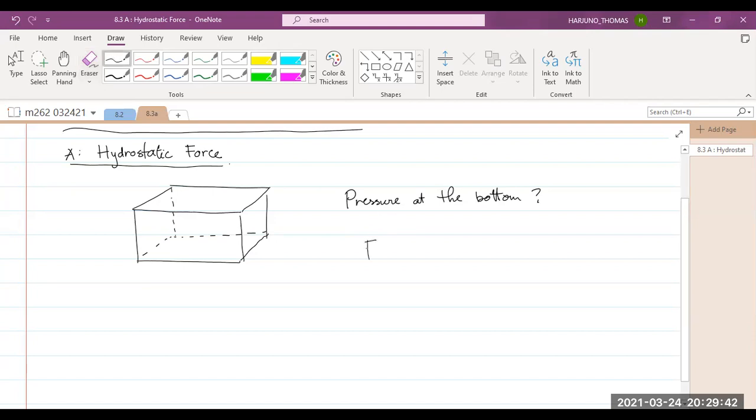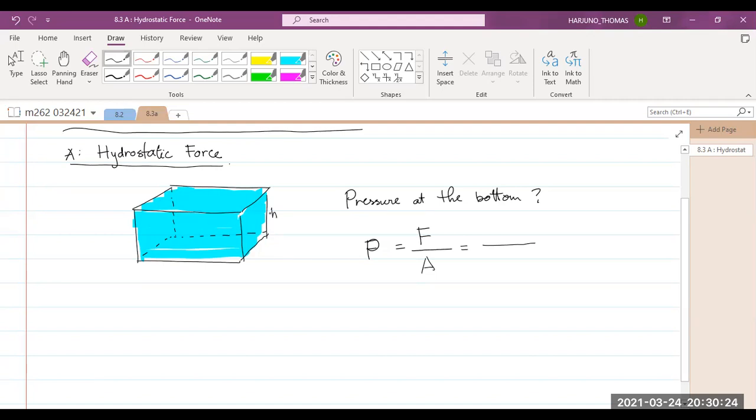Okay, so pressure equals to force divided by the area. Now, suppose this area here, I can just leave it as area. Now, how about the force? In this case, the force is equal to the weight of the water in this box. So suppose this box is full of water, right? And let's say this is the height of the water.